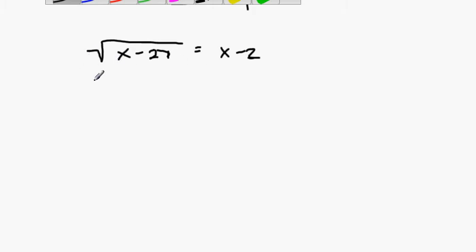Here I have a rational equation where I have a square root on one side. Well, the quickest way to get rid of a square root is to square it. So that's what we're going to do to both sides of the equation. We're going to square both sides.